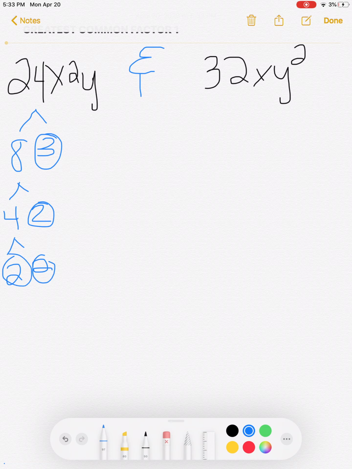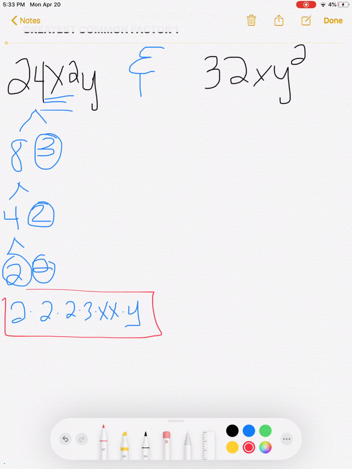So we have 2 times 2 times 2 times 3. And then I have a total of 2 x's, so I'm going to do times x times x, and then I have a y. So that gives me the prime factorization of 24x squared y. I'm going to come over here and do the same thing for 32.